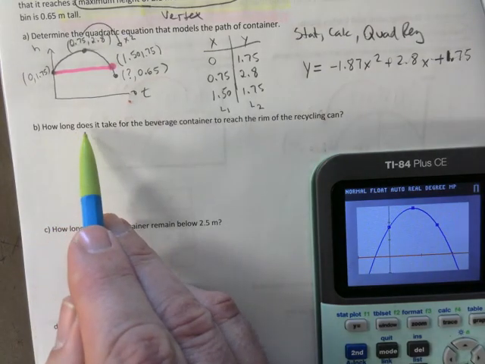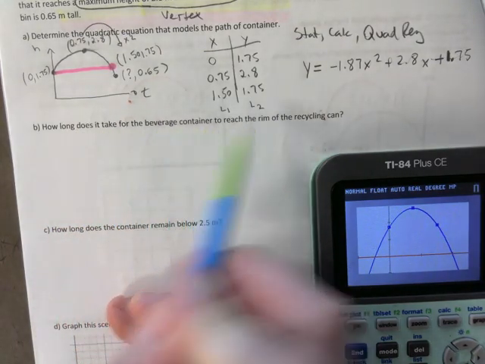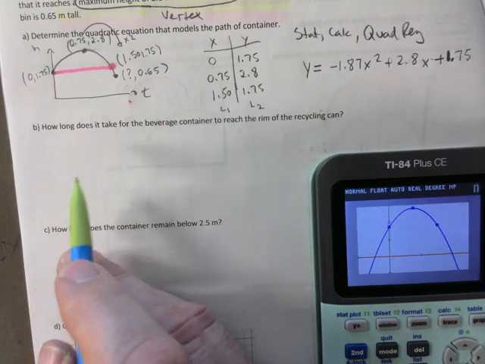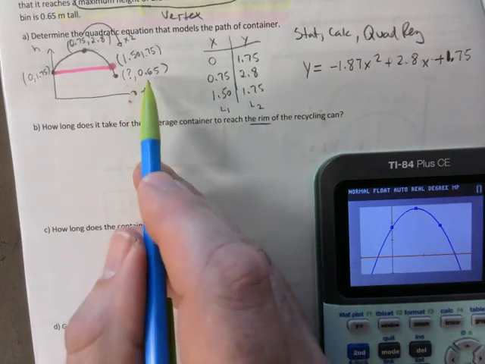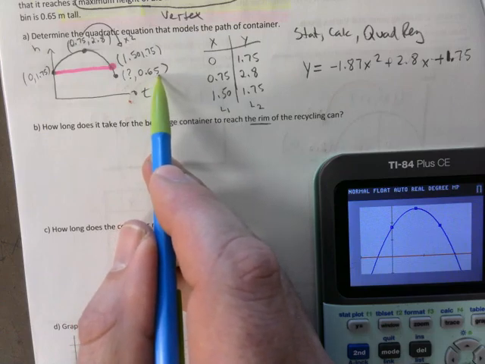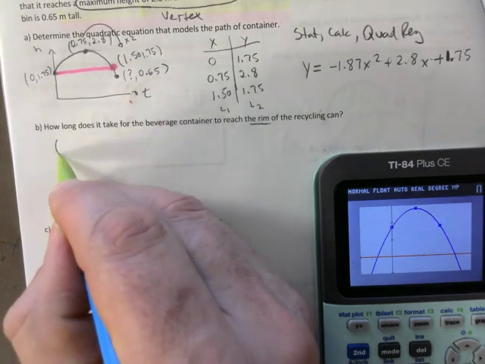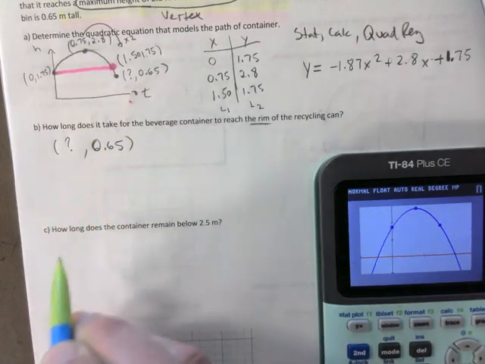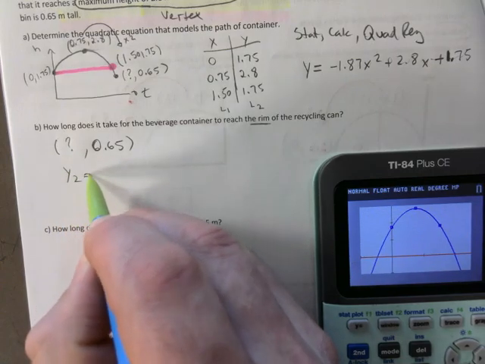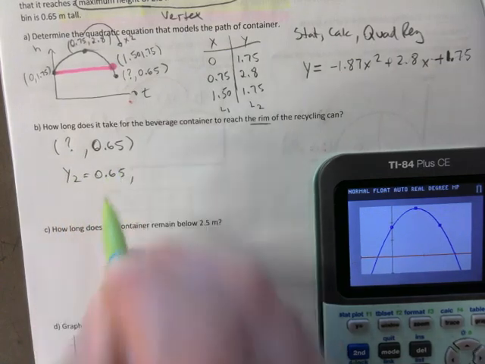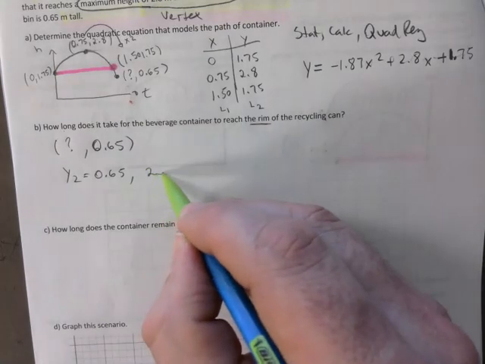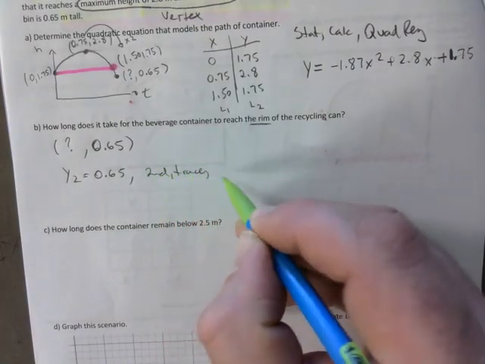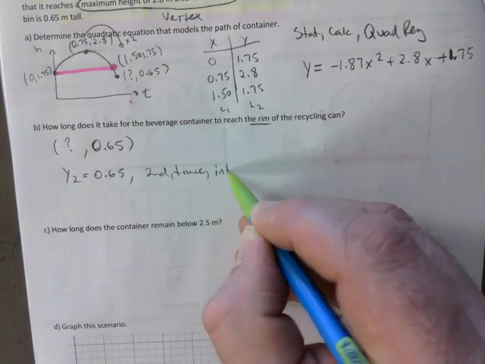And now you can just use that to answer anything the question throws at you. How long, for example, does it take for the beverage container to reach the rim of the recycling bin? We know that that is at a height of 0.65, correct? So now I'm going to answer this question right here. I'm going to let y2 equal 0.65. And then second trace, intersect. Okay.